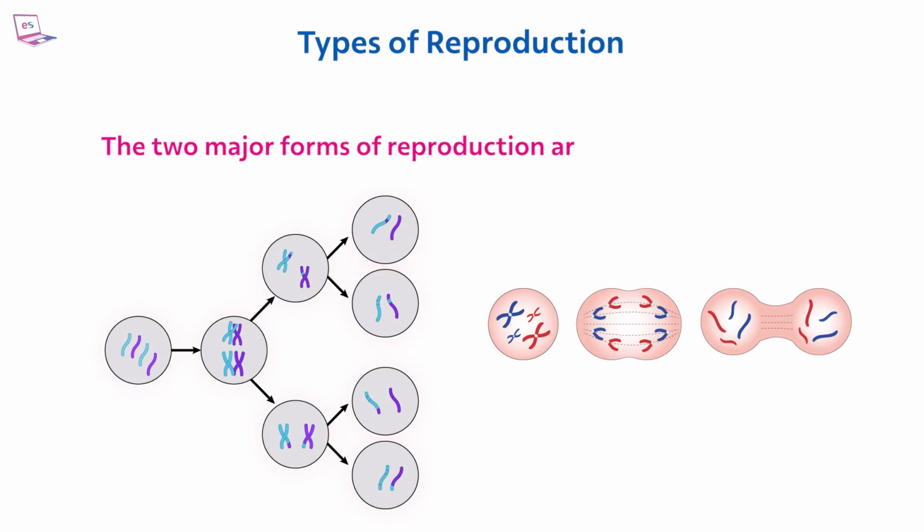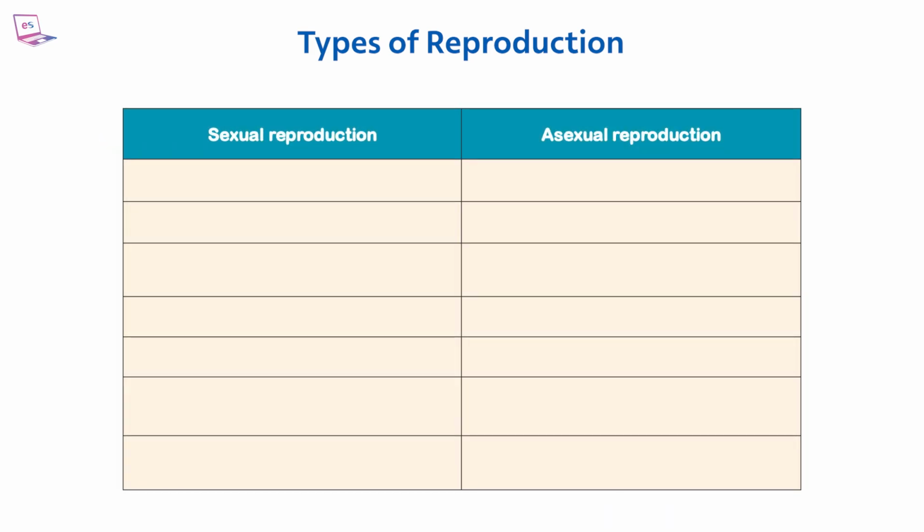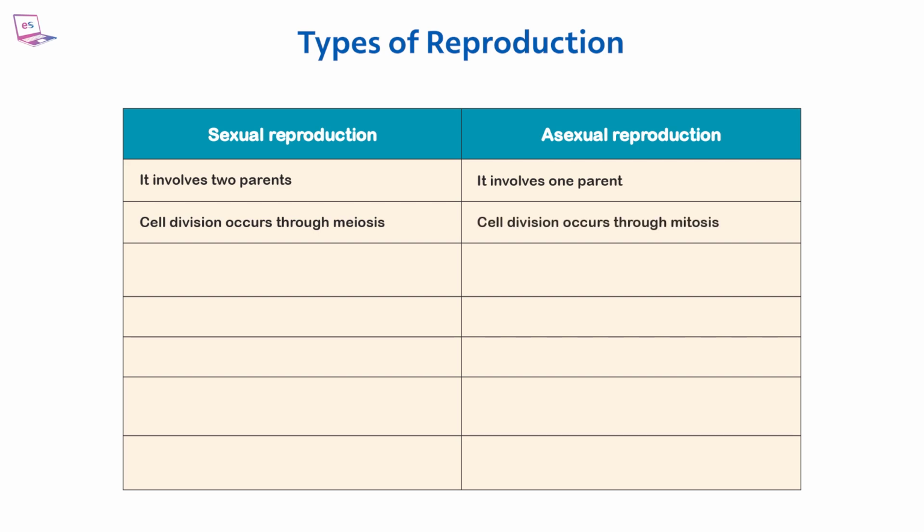Types of reproduction. The two major forms of reproduction are sexual and asexual. The table compares sexual and asexual reproduction across several aspects. Sexual reproduction involves two parents, whereas asexual reproduction involves only one parent. Cell division occurs through meiosis in sexual reproduction, whereas in asexual reproduction cell division occurs through mitosis. In sexual reproduction, gametes are formed through the fusion of male and female sex cells, but in asexual reproduction, there is no formation of gametes.